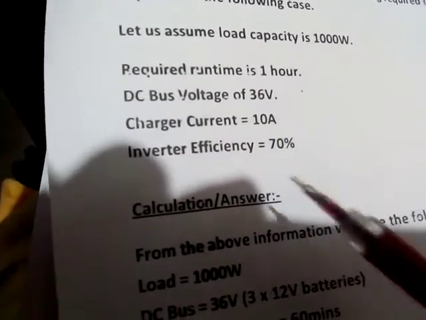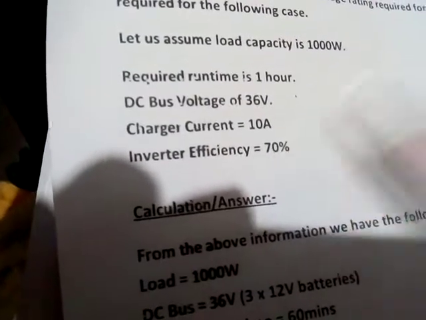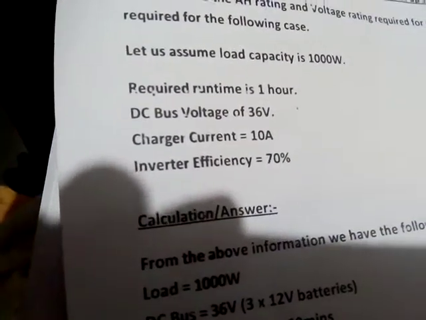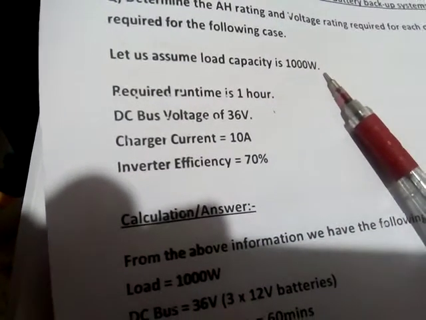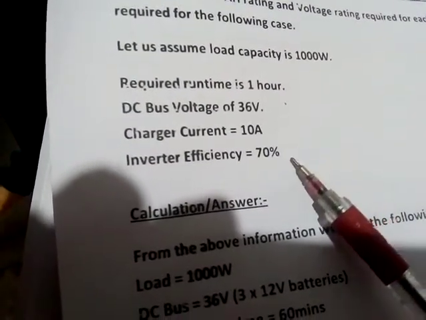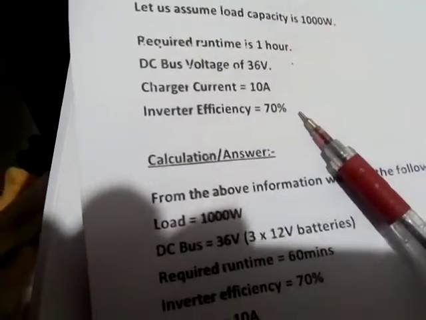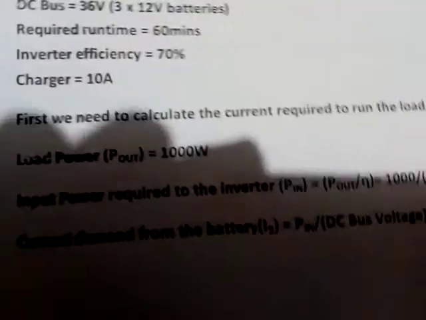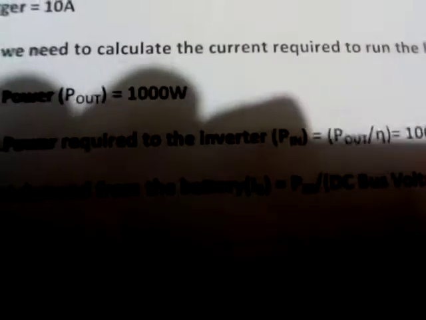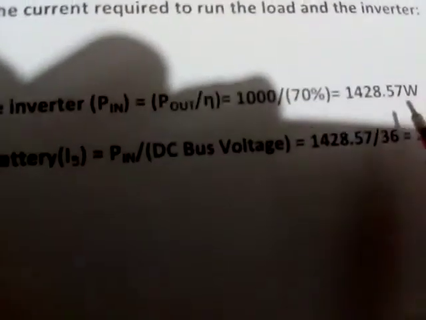So first we will find inverter output. Load output is 1000. So inverter efficiency is 70%. So we can find inverter output. Inverter output is 1000 by 70% is equal to 1428 kilowatt.